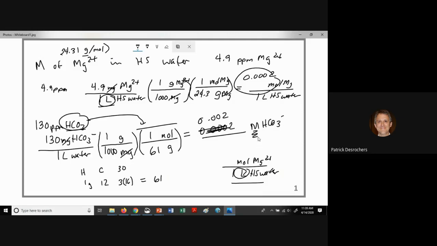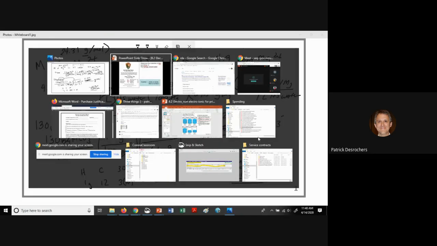And so which one's got a higher concentration, bicarbonate or magnesium, in hot springs water? Which one's a higher molarity? Bicarbonate. Yeah, by a factor of 10. And so the bicarbonate that's in hot springs water can come from dissolved carbon dioxide. It comes from dissolved minerals and other sources. Magnesium only comes from one place, and that's from the rocks. And so there's only a limited amount of magnesium in rocks.